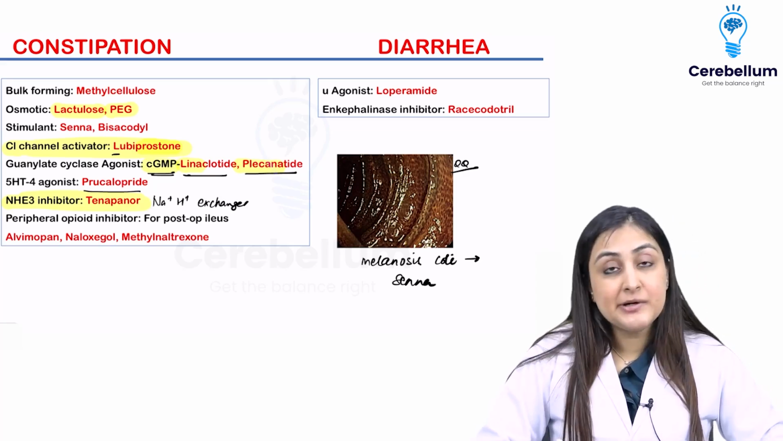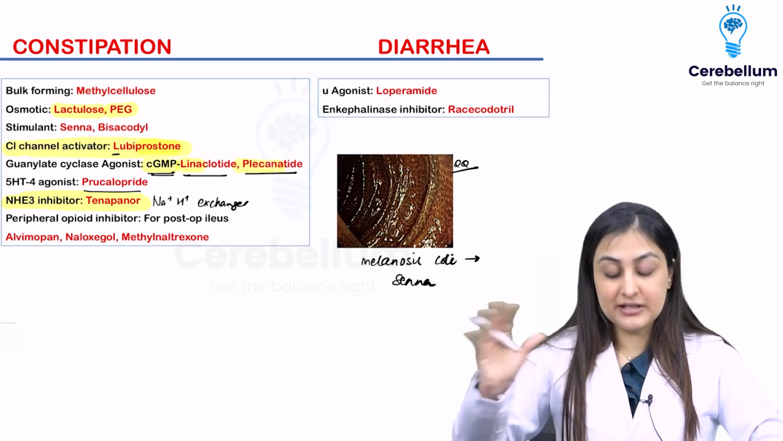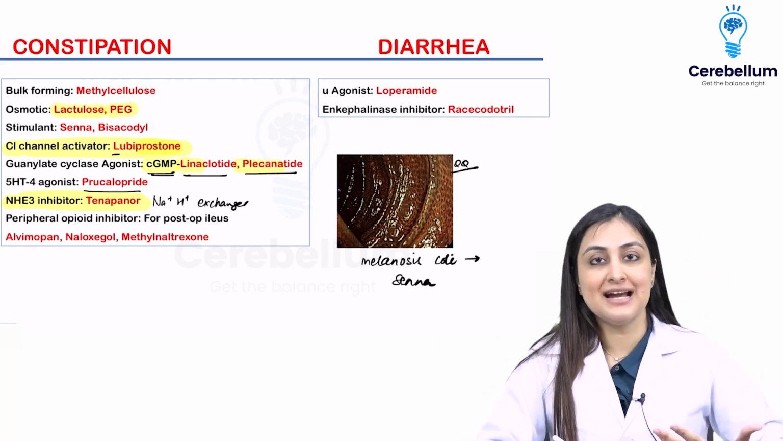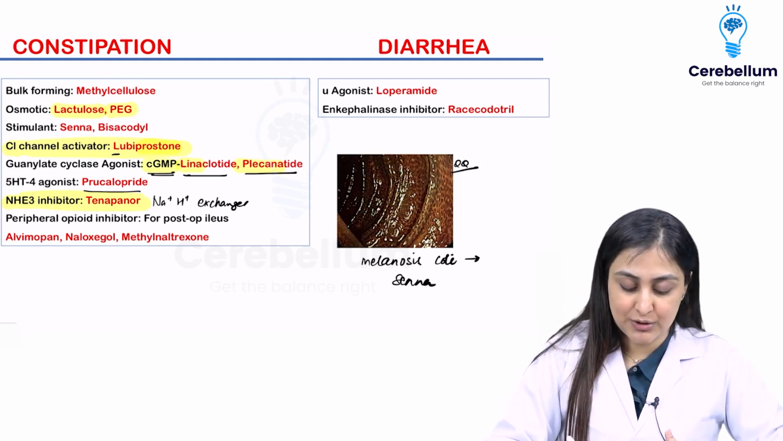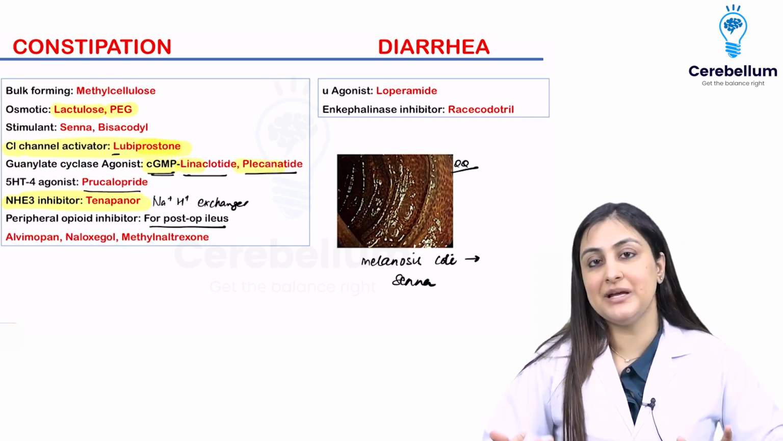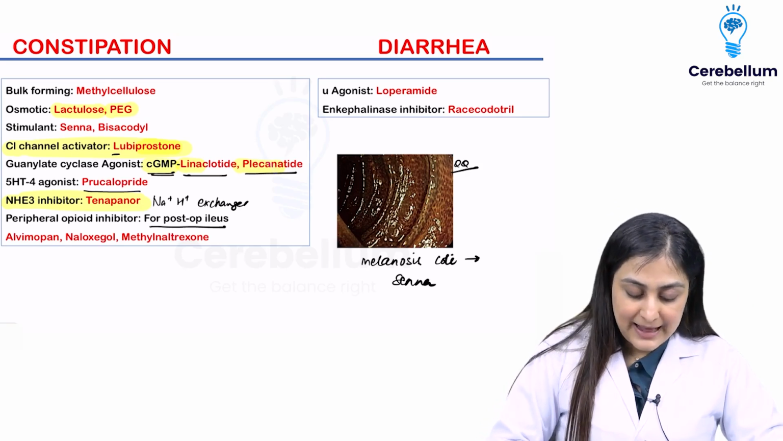Peripheral opioid inhibitors can also be given because opioids induce constipation. So we can give opioid inhibitors, but we only want peripheral ones so that central side effects like respiratory depression don't happen. You want to use these for post-op ileus because opioids are one of the main causes of post-op ileus. So for that we have these 3 drugs.